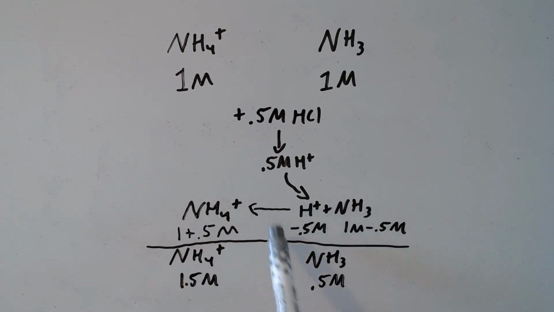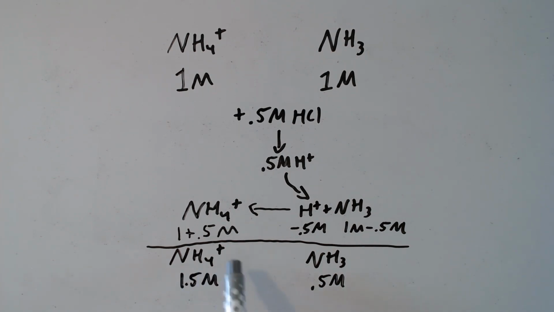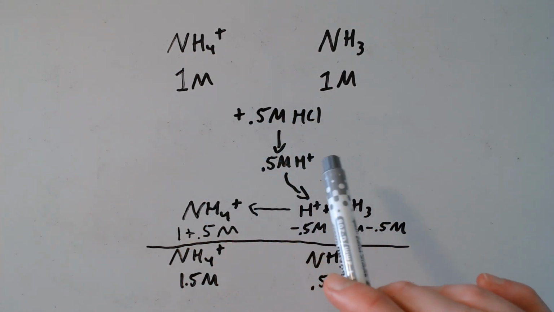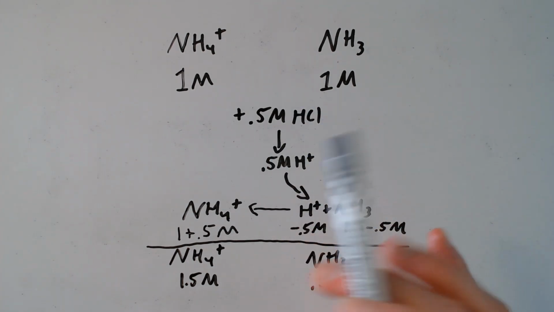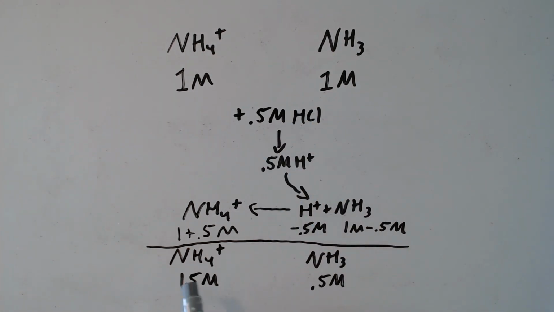And since 0.5 molar of this and this bound together to make NH4+, then we have 0.5 molar of NH4+ forming. So now our concentrations in the buffer are not 1 to 1, they're instead 1.5 to 0.5, because the NH4+ concentration increased to 1.5 molar and the NH3 concentration decreased to 0.5 molar. And that's all that happened after we added the HCl. Now, here's where people get a little bit confused as to how the pH of this buffer changes. They think that once we add this 0.5 molar HCl and these concentrations drastically change, then something has to happen.